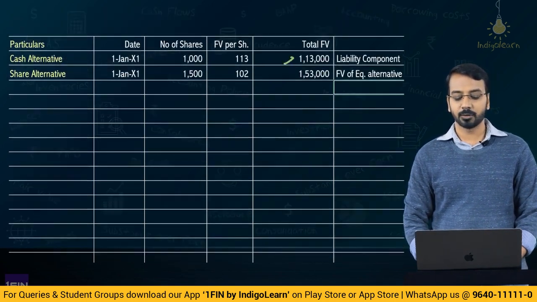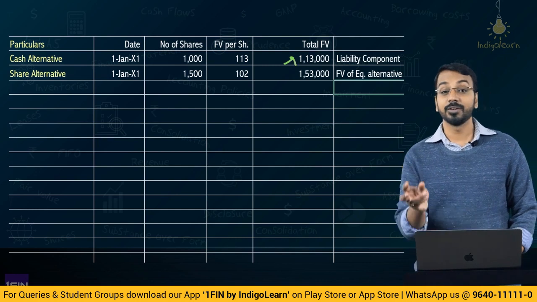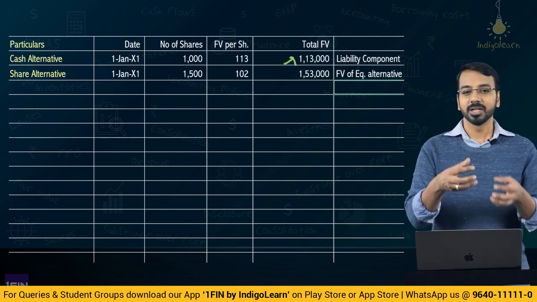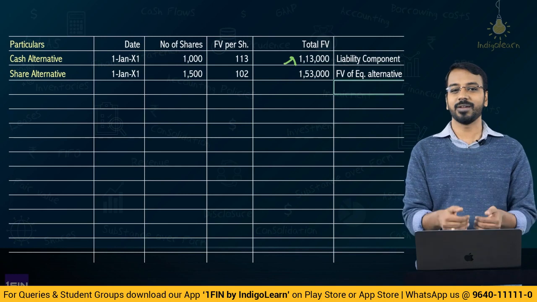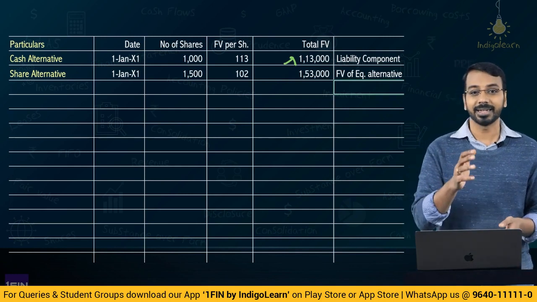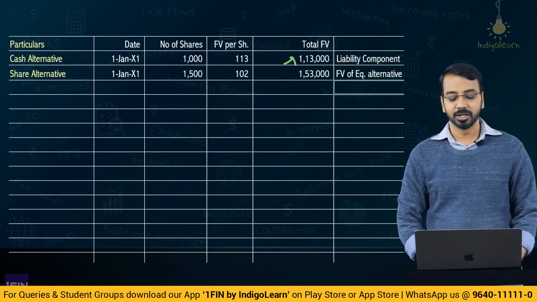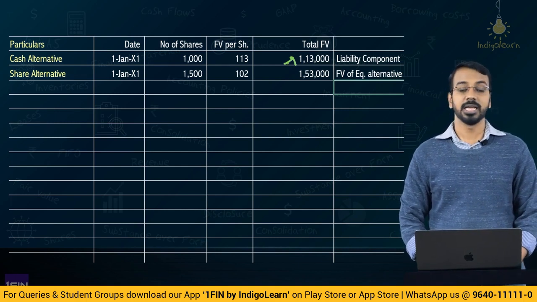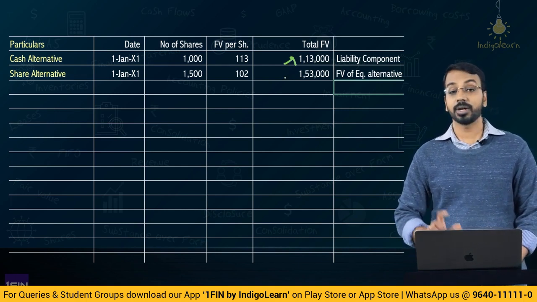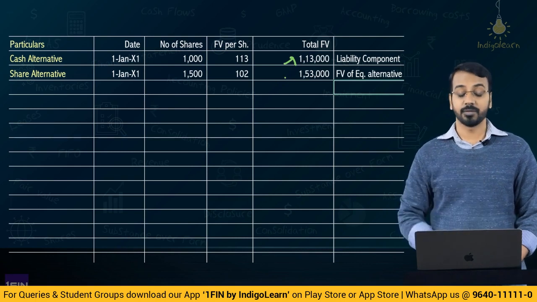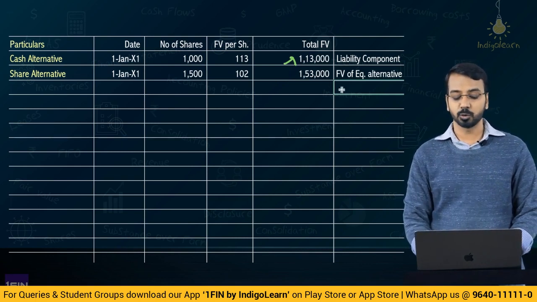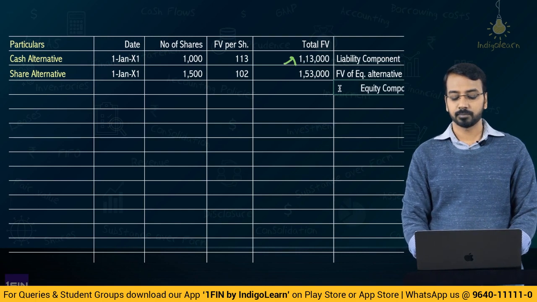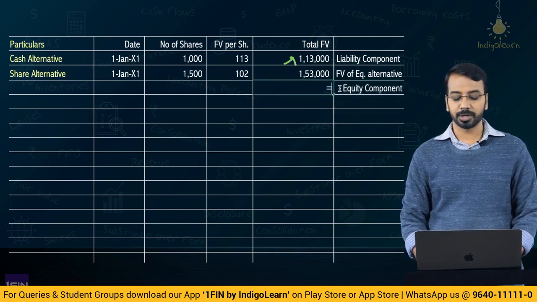at 1,13,000. And please note friends, whenever there is a transaction with the employee, the determination of all of these values should be based on the grant date. So, the cash alternative is valued at 1,13,000 and the equity alternative has a value of 1,53,000. The difference between these two is the equity component. So, equity component works out to 40,000.